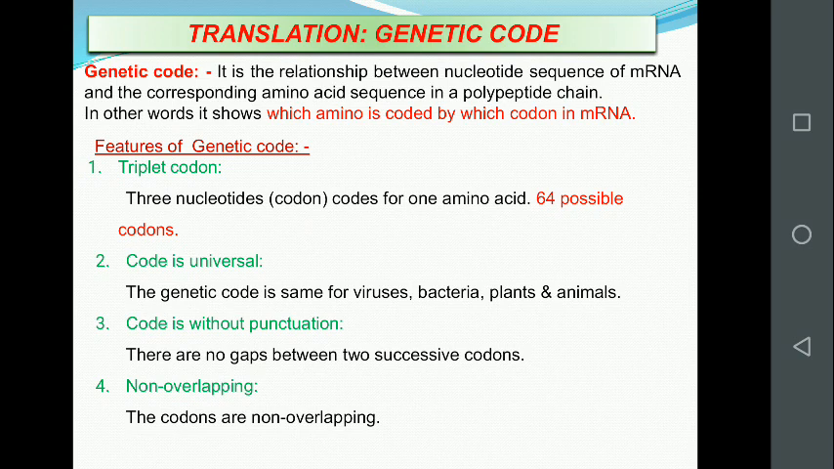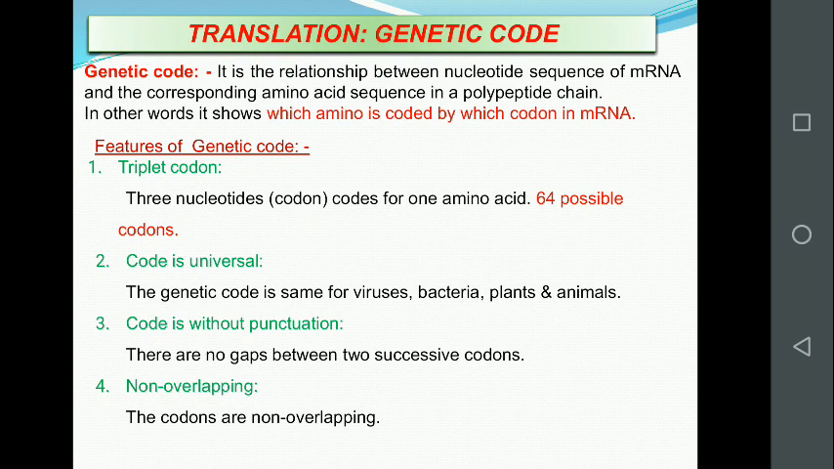The genetic code features are, first, triplet codon. Three nucleotides act as a codon to code for the corresponding amino acid. Second, the code is universal, so there is no variation in the genetic code from organism to organism. All organisms, from viruses and bacteria to higher organisms like animals and human beings, have the same genetic code.